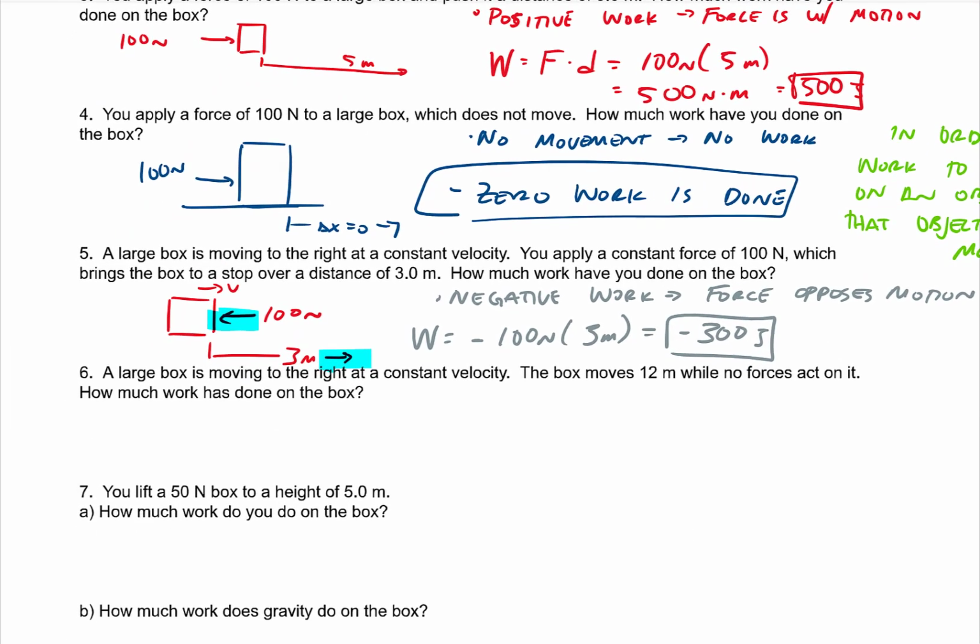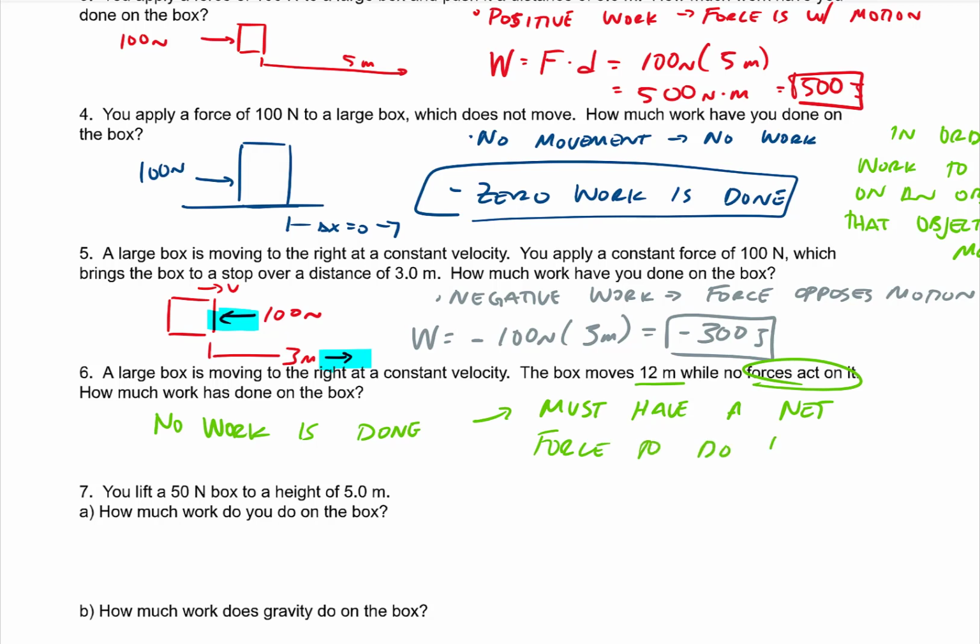So if we have a large box moving at a constant velocity and no force is acting on it and the velocity doesn't change, even though the block moves, no work is done. We must have a net force to do work. Right? Work is force times distance. So even though we go 12 meters, there's no force, so there's no work done.